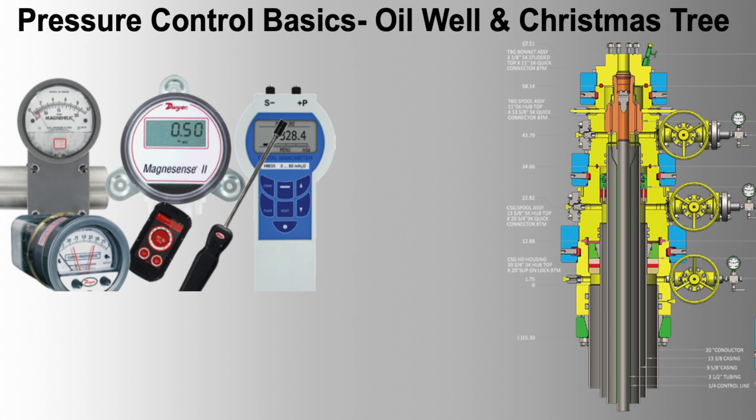Example issue 3. Calibration drift. Problem: pressure sensors drifting out of calibration over time. Solution: implement a routine calibration schedule and use calibration devices capable of being deployed downhole to recalibrate instruments in situ.